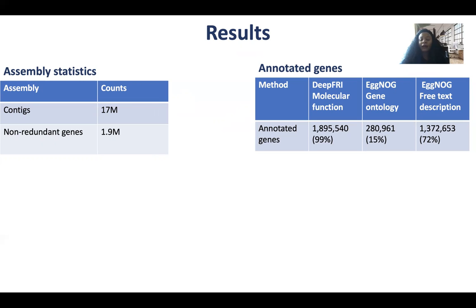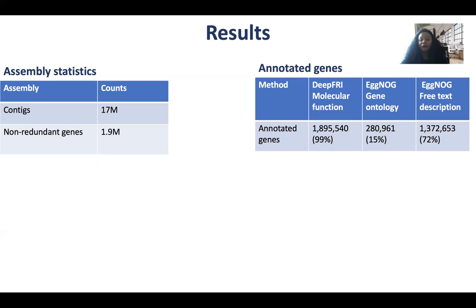We compared this with eggNOG gene ontology, but we were able to annotate only around 15% of our gene catalog, that is 280,000 genes. We also considered other function information coming from the eggNOG free text description. This is annotation information obtained from the source database. With eggNOG free text description, we were able to obtain information for around 1.3 million genes, that is 72% of our gene catalog.